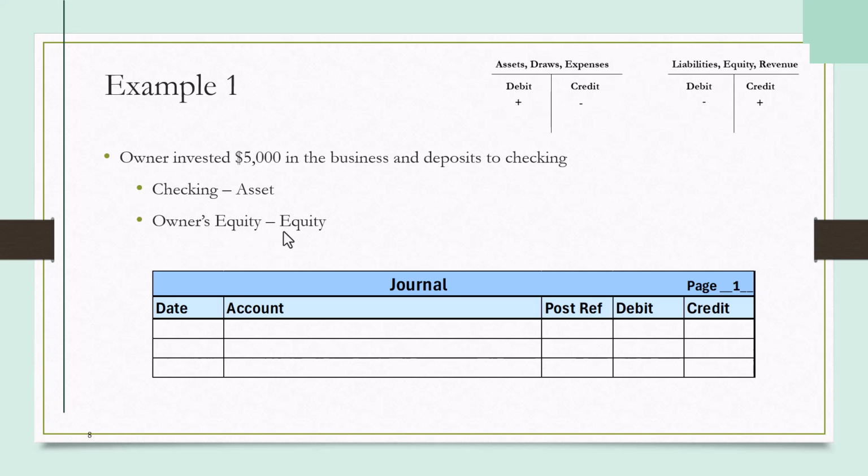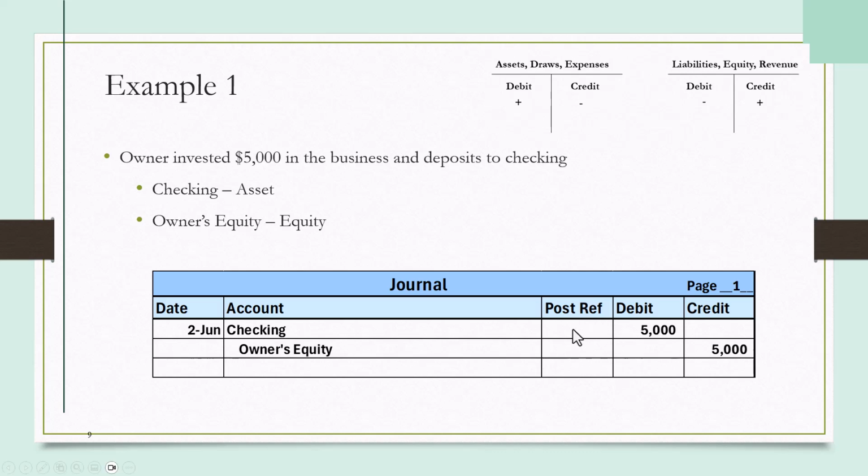And then we're also adding to equity. If the owner is investing in the business, that is adding to the owner's investment, adding to the owner's equity. So the rule here for equity is you add to that with a credit. This is what it might look like, and I just made up dates, but you would put the debit first, so that would be your checking account. And then underneath that, you would put the credit, and you would put a little space here just to indent it and put the credit amount over here in the credit column. And that's it. That's all there is to it.